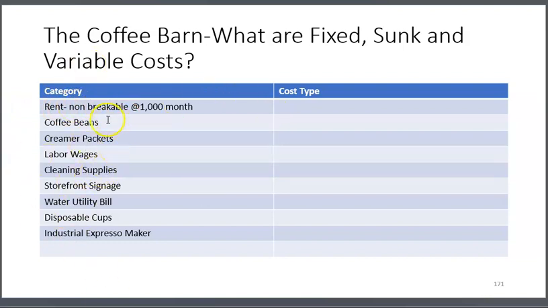Of course, coffee beans are going to be a variable cost. Creamer would be variable. Labor, if it's hourly, is variable. If it's salaried, it would be fixed. Cleaning supplies generally would be variable because you would directly correlate cleaning supplies to the amount of volume. Utility bills also going to be part fixed, part variable. And the espresso maker is probably going to be a fixed cost because the price of it is not going to change depending on how many units you sell.